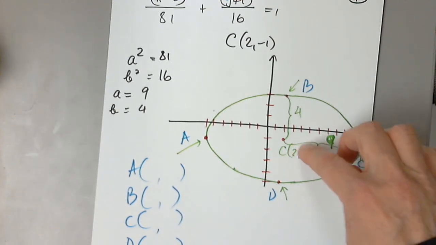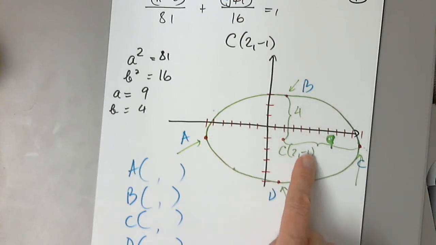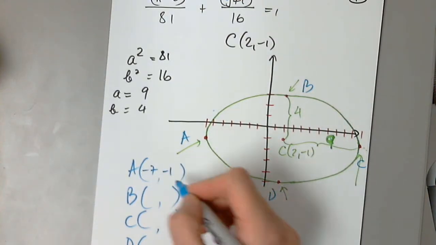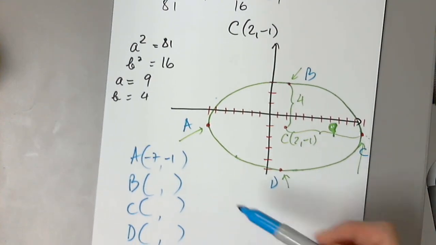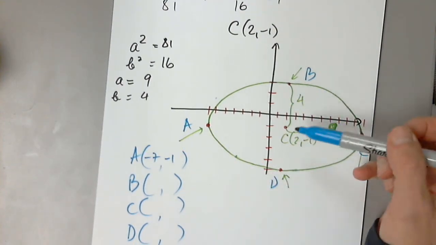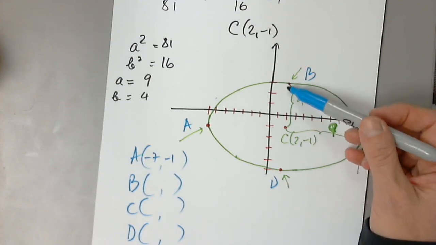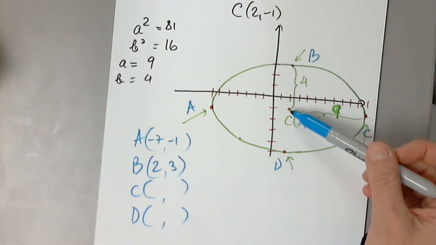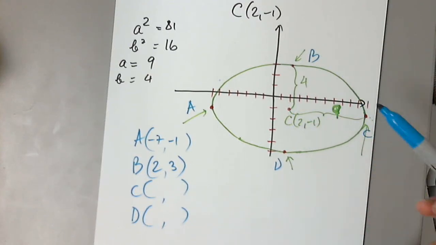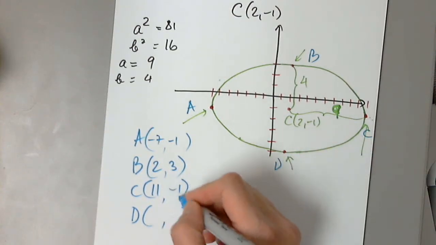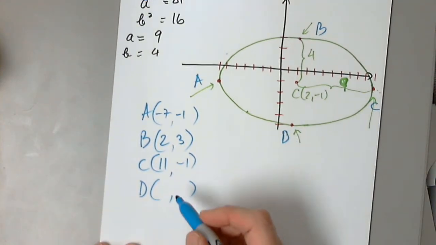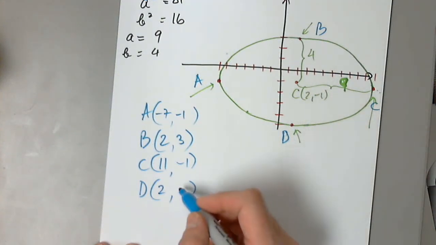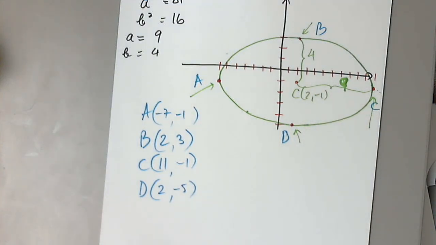7. So for A is -7, comma. Good. And then the other one, or let's go around the ellipse. So B, what will you say about B? 2, 3. Very good. What will you say about C? 11. So you will say 11, yes, indeed. And -1, correct. And the last one, D, you will say 2, -5. Very good. Okay. Last one here, and we can move on to hyperbolas.